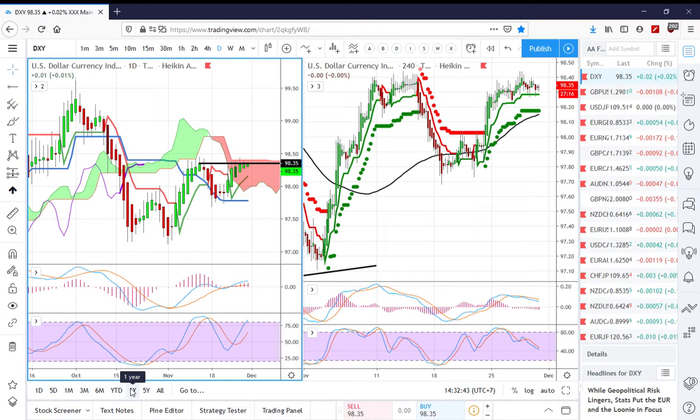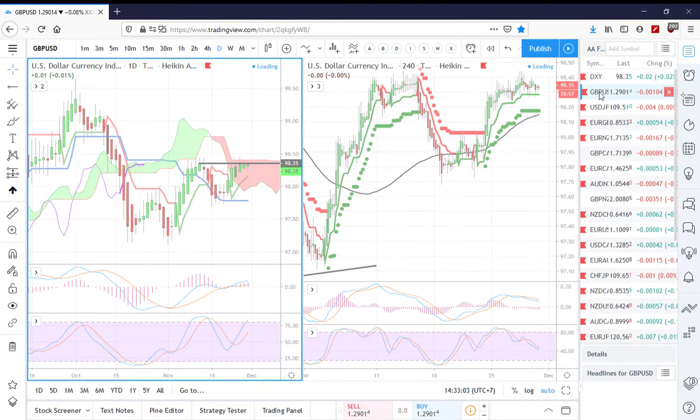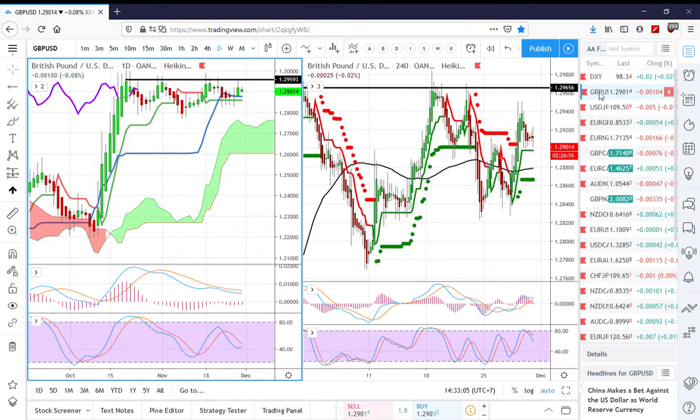Just having a quick look at some Forex charts of interest here at the moment. The dollar is in a bit of an undecided state at the moment. It's just on the daily here. It's just gone into a bit of a consolidation, and the 4 hour is a bit sideways, a bit undecided.